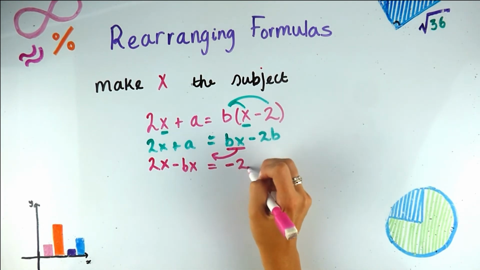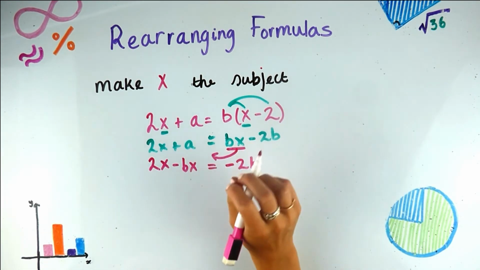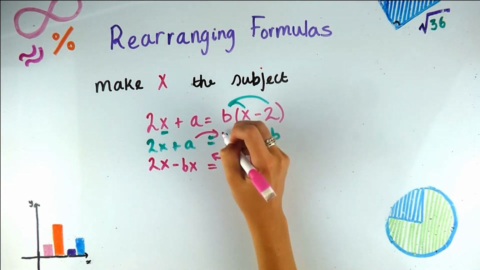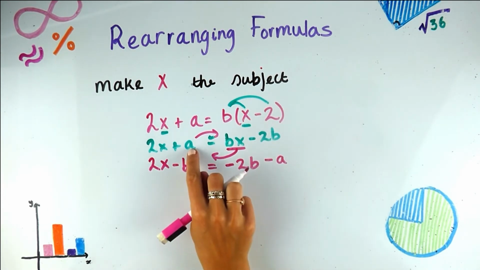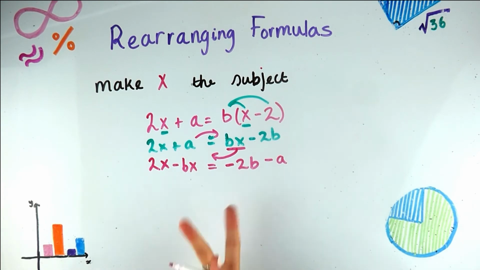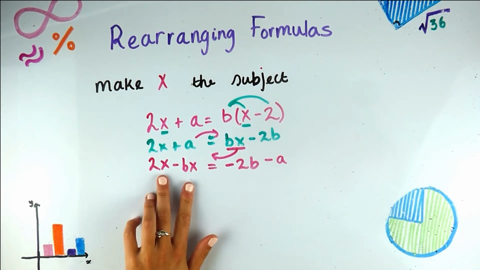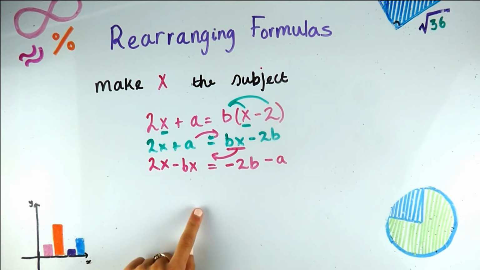And then I've got minus 2b over here, and then the a that I want to bring over this side and get minus a. So I've kind of swapped a and bx, so I've got x's on the same side. Okay, so I've got 2x minus bx, and I don't know how to subtract 2 minus b. B is not a number, so it doesn't really work.